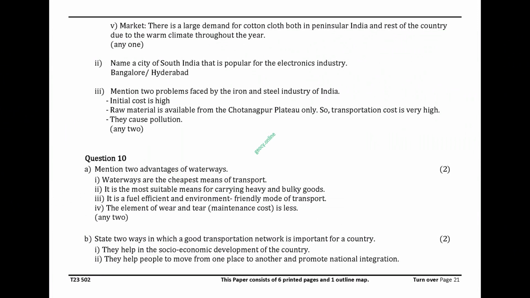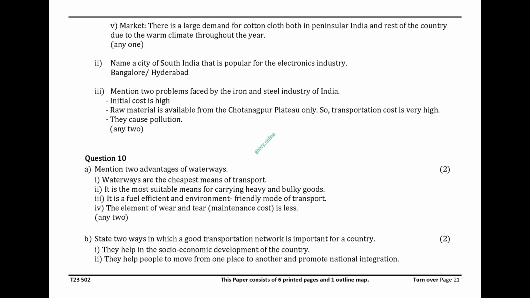Bangalore/Hyderabad. Mention two problems faced by the iron and steel industry of India. Initial cost is high. Raw material is available from the Chotanagpur plateau only. So, transportation cost is very high. They cause pollution. Any two?